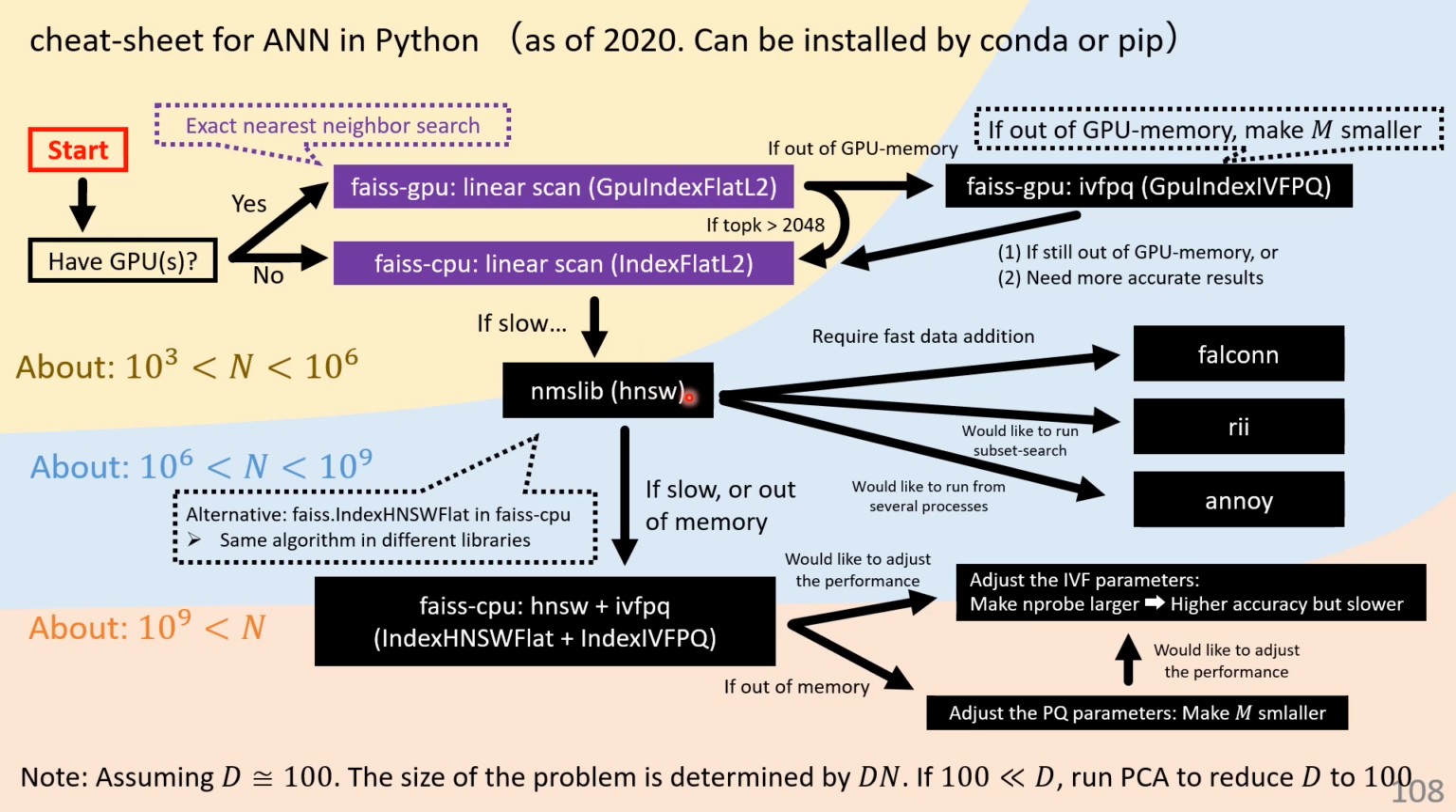And if you like, you can switch these algorithms. Then if this is still slow or it's out of memory, you can try CPU HNSW plus IVFPQ. Then if still it's not enough, you can change parameters like here. Okay. And one thing is that in this talk, we assume that D is like 100. So if D is much larger, then please run PCA. Okay, so this is a cheat sheet.